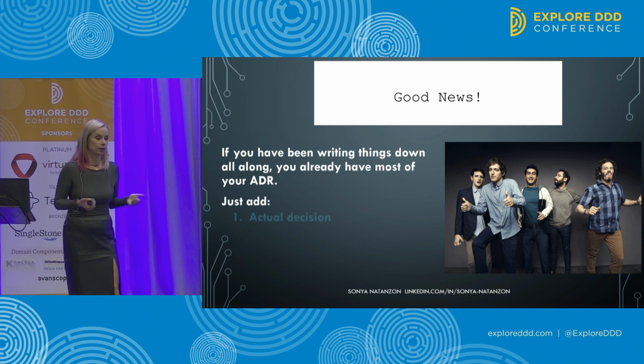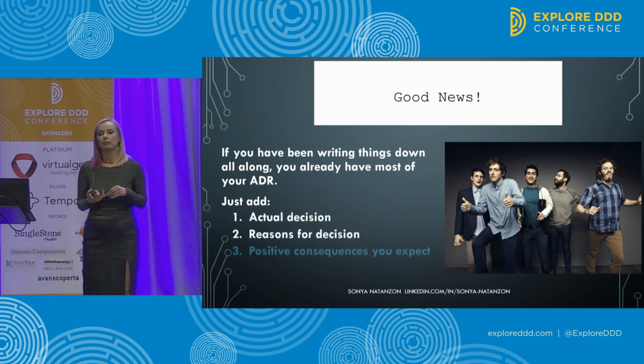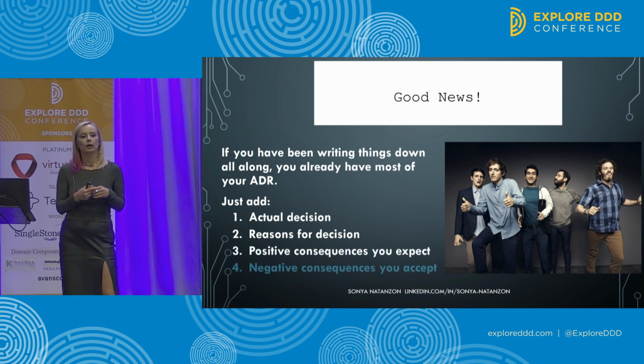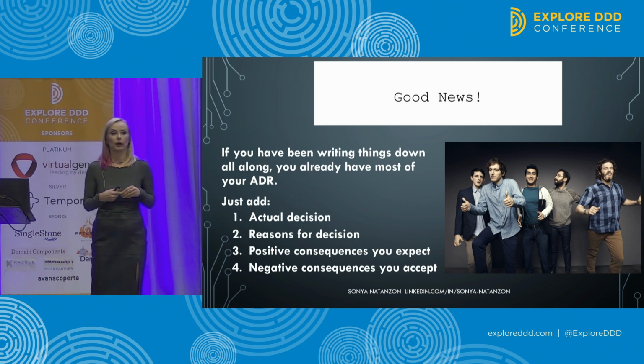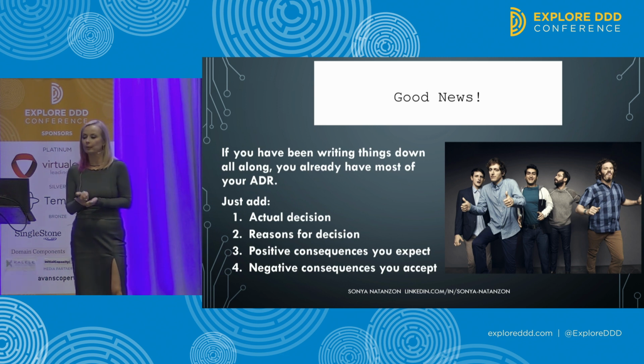One, the actual decision that was made. Two, the reason why you made this decision. And most importantly, what are the positive consequences of the decision that you expect? And what are the negative consequences that you accept? Decisions are always trade-offs. You need to be very explicit about the trade-off that you're making. And maybe those people who start wondering why, they go back to the record and go, oh yeah, this was a known trade-off that we made consciously for reasons X and Y.